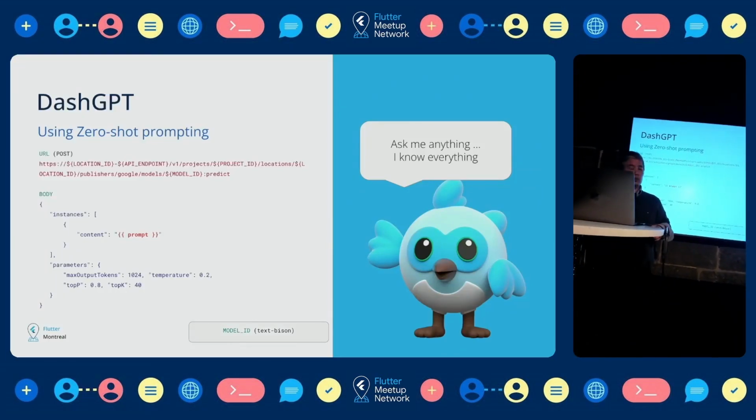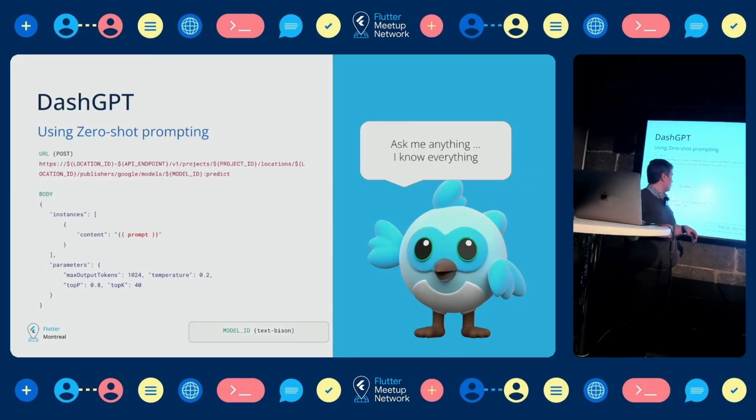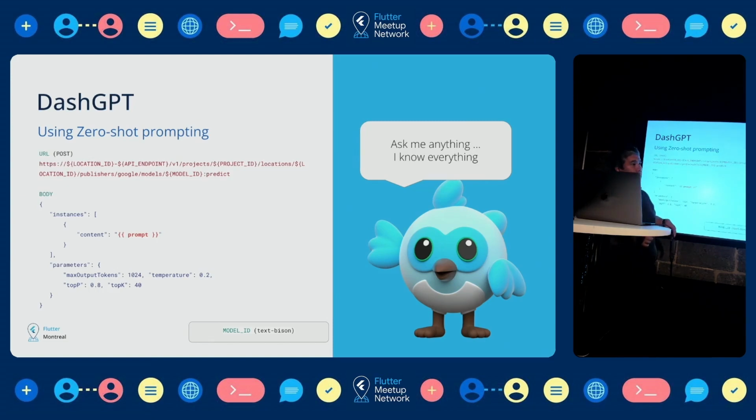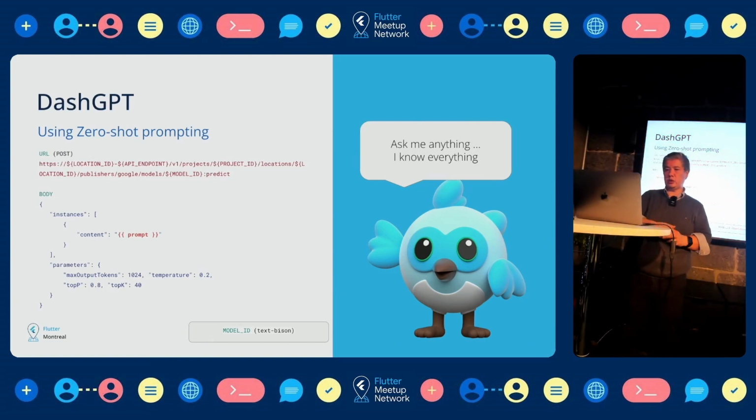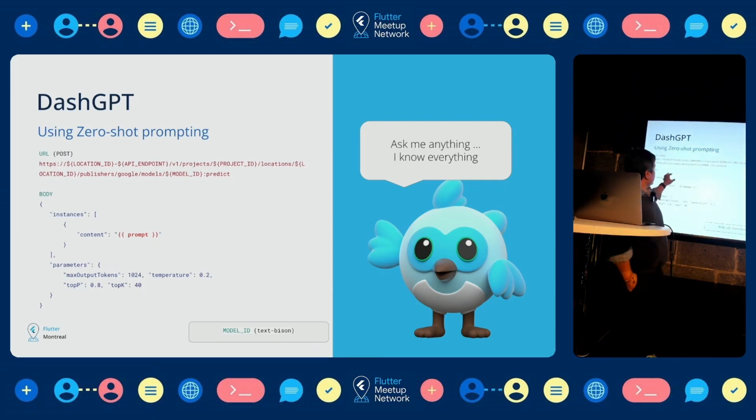So we are going to see 3 demonstrations. The first one is going to use a zero prompting strategy. So we're going to have a chat with Dash, so we can ask anything that we want. We are going to use this endpoint and put in the body this kind of request. We just have to push the prompt inside it, and we are going to use this model, and here the temperature is the parameter used to generate the answer.